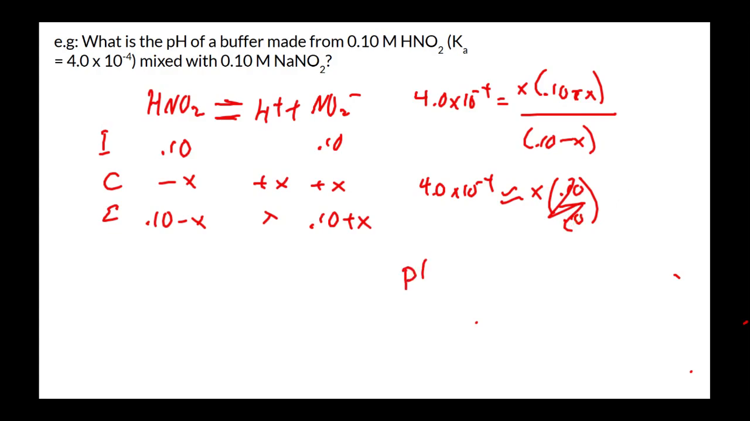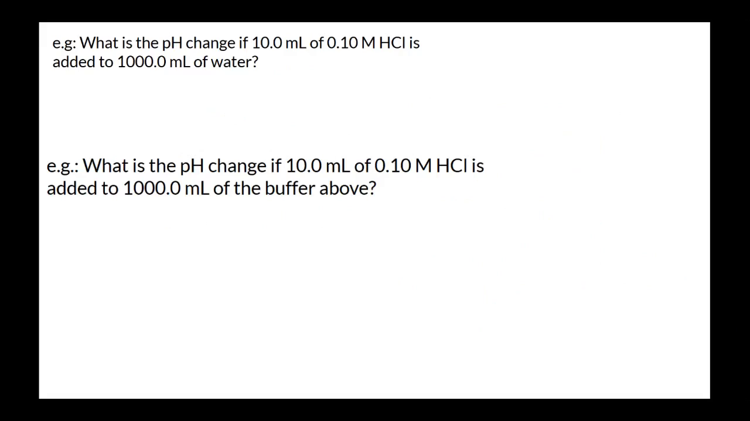So the pH would be equal to the negative base 10 logarithm of 4 times 10 to the negative fourth, which turns out to be 3.40. So that's the pH of that buffer. Let's solve a couple more problems to see the effect of this buffer. First question is, what is the pH change if 10 milliliters of 0.1 molar HCl is added to 1,000 milliliters of water? So if it's ordinary water, then that means the starting pH is going to be 7.